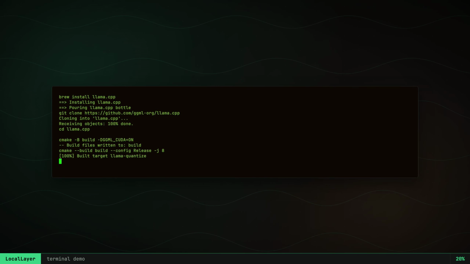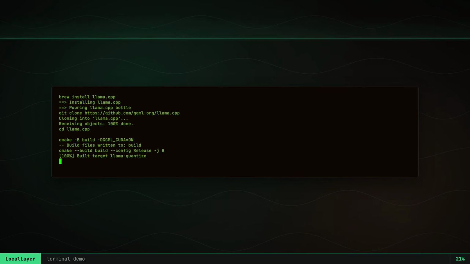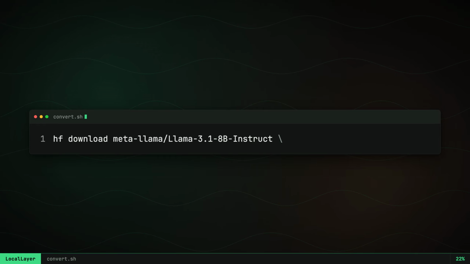Two tool names matter, and both changed. The converter is convert_hf_to_gguf.py. The old convert.py is gone, and the quantizer binary is llama-quantize, not the old quantize command. First, pull the model down with the HF CLI. The old huggingface-cli download command still works the same way.